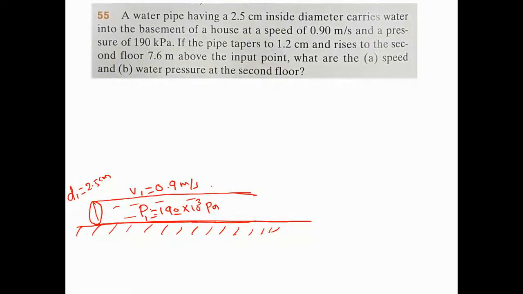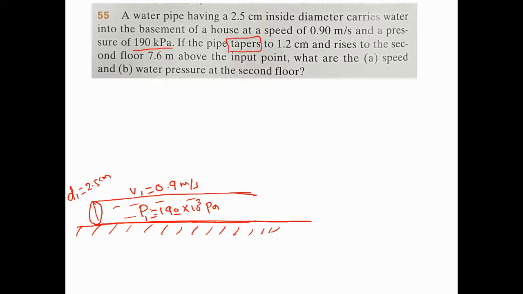Now, the second part of the question is given in the question. If the pipe tapers to 1.2 centimeter, what is the meaning of taper? That means the size of the pipe is decreasing. The diameter is going to decrease. That's the meaning of taper. Okay, keep this information in your mind.